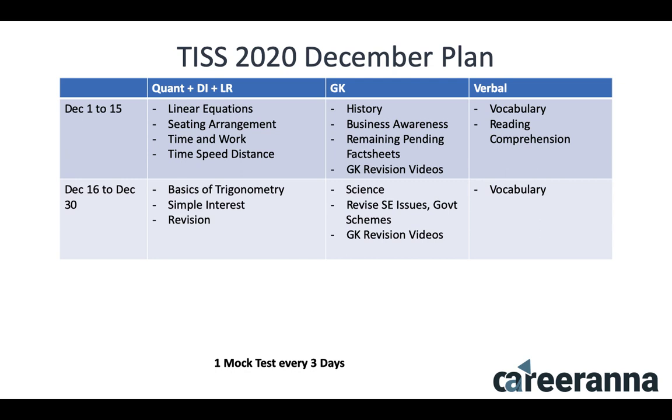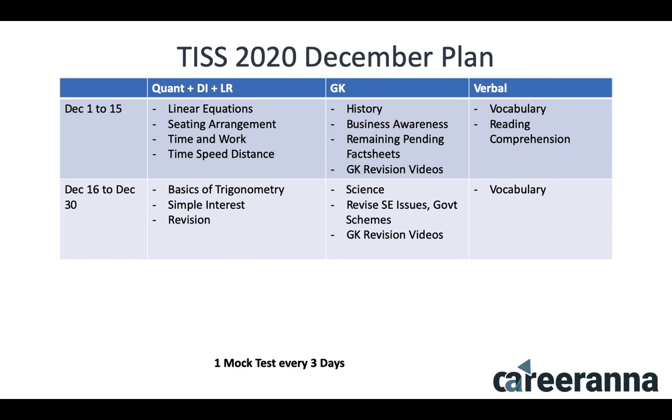When we move to December, in the first half of December, in maths, you should be doing linear equations. Then from LR, you should be doing seating arrangement. Then again from maths, you should be doing time and work, time, speed, and distance. From GK, you should be doing the history ebook, the business awareness ebook, the remaining pending fact sheets, and going through all the GK revision videos, which we will start releasing from Diwali. Then in verbal, you should be continuing with vocabulary and practice a bit more on the reading comprehension side.